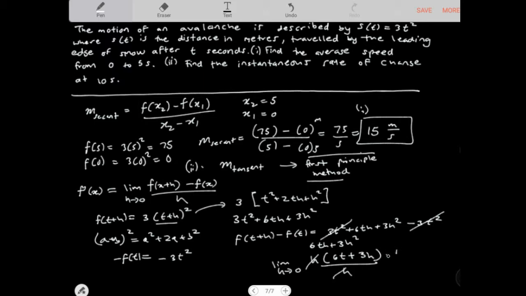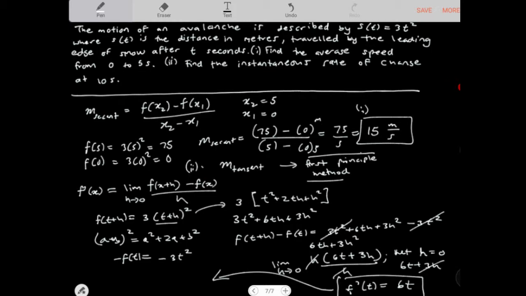And now at this point, I can let h equal 0. Sorry about that. Okay, let h equal 0. If I let h equal 0, we can see that our instantaneous rate of change function, f prime of t here, is going to look like, the h would just cancel out, right? 6t plus 3h cancels out, and you get 6t. Okay. And if it's 6t, and we want to figure out the instantaneous rate of change at 10 seconds, we're just doing f prime of 10, which is 6 times 10, which is 60 meters per second.